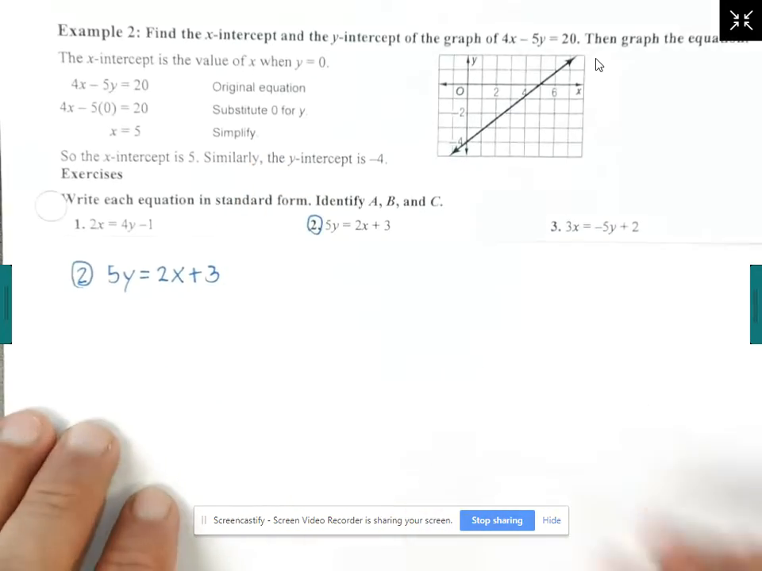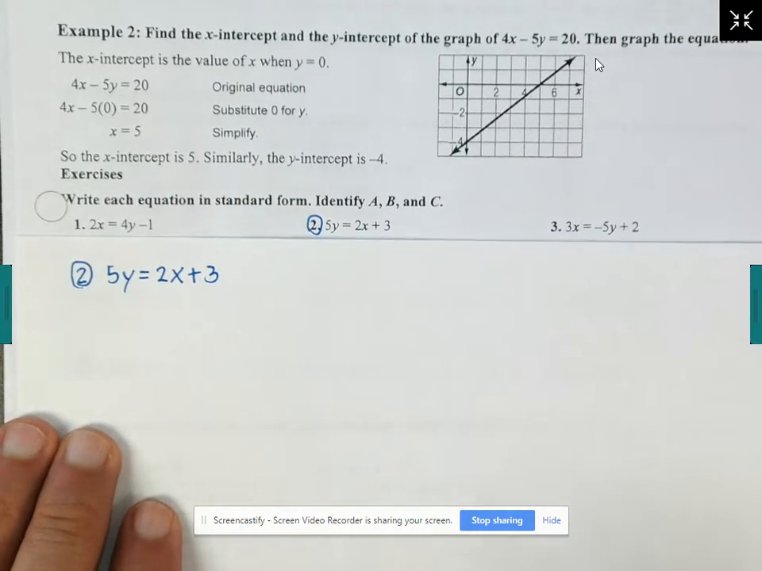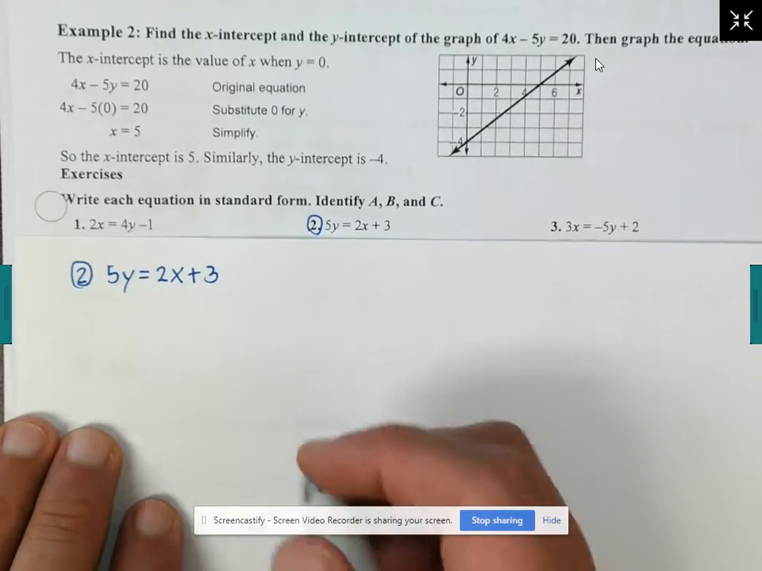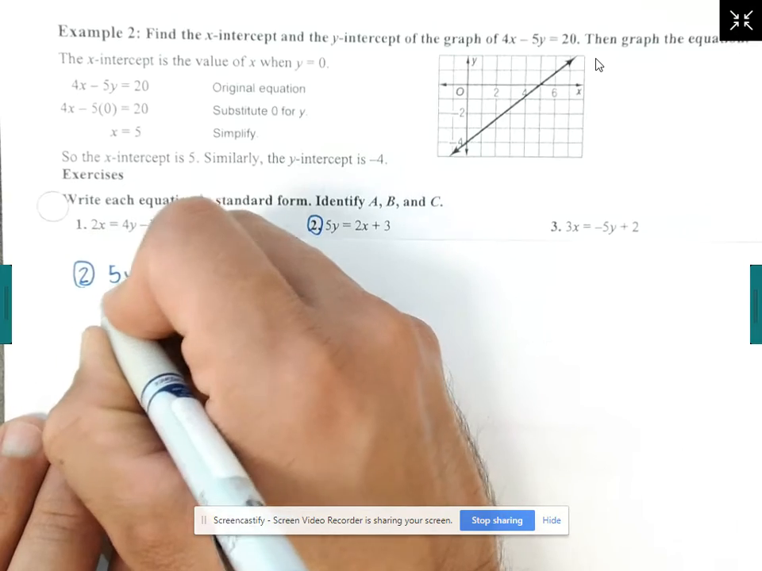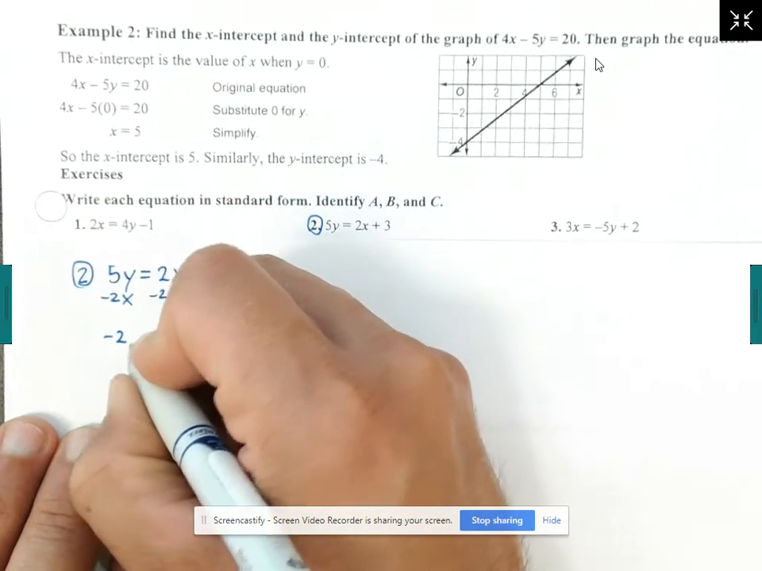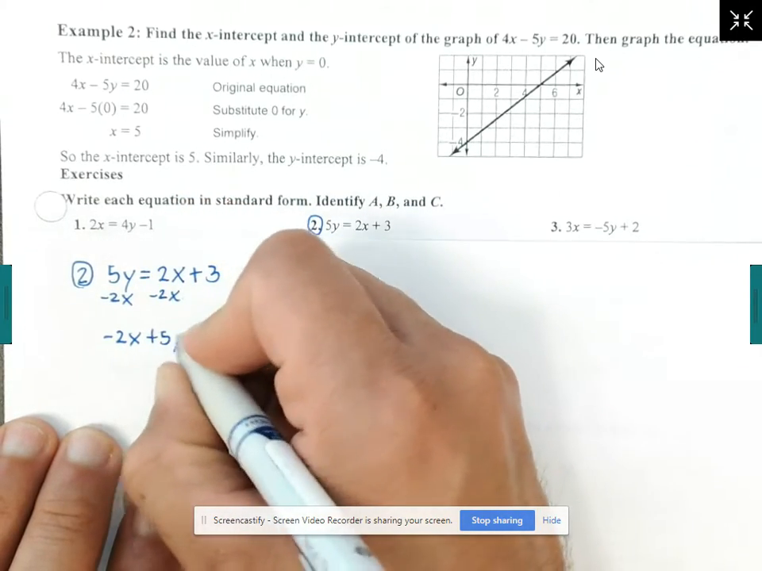I just picked it for you to see that it's really not that bad. I want to get the x and y on one side of the equal sign. You can do it however you want to, but I'm going to choose to subtract 2x from each side. So I'm going to end up with negative 2x plus 5y is equal to 3.